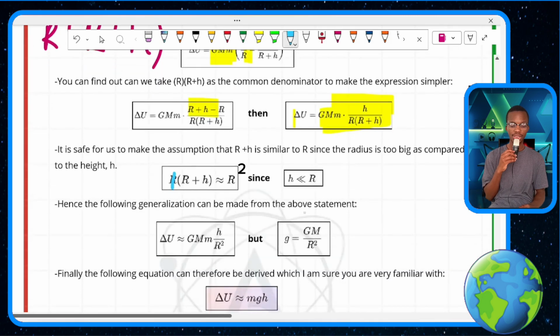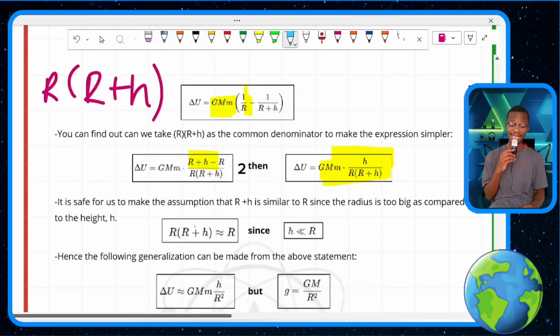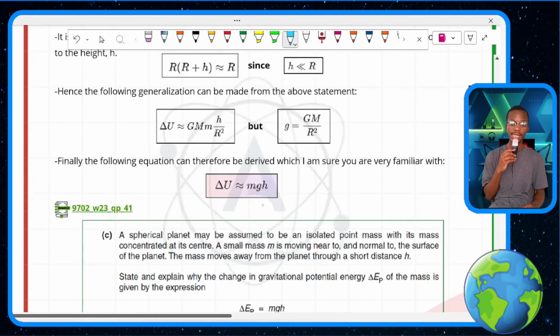Hence, the following generalization can be made from that above statement. Delta U will be equal to GMm h over r squared. So instead of r times r plus h, we can replace it with r squared. Then we end up with g equals GM over r squared, which we already know. We plug that in, we remove GM over r squared, and we're just going to have g taking that place. We'll end up with mgh.